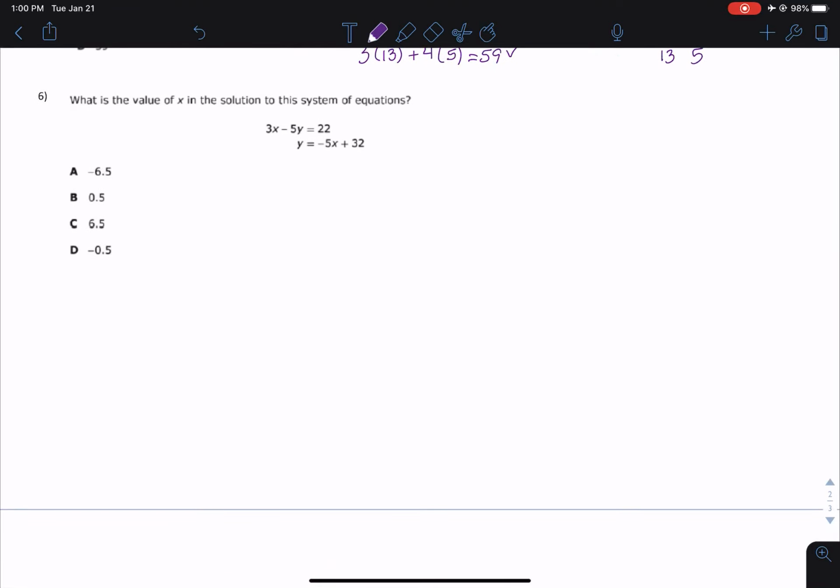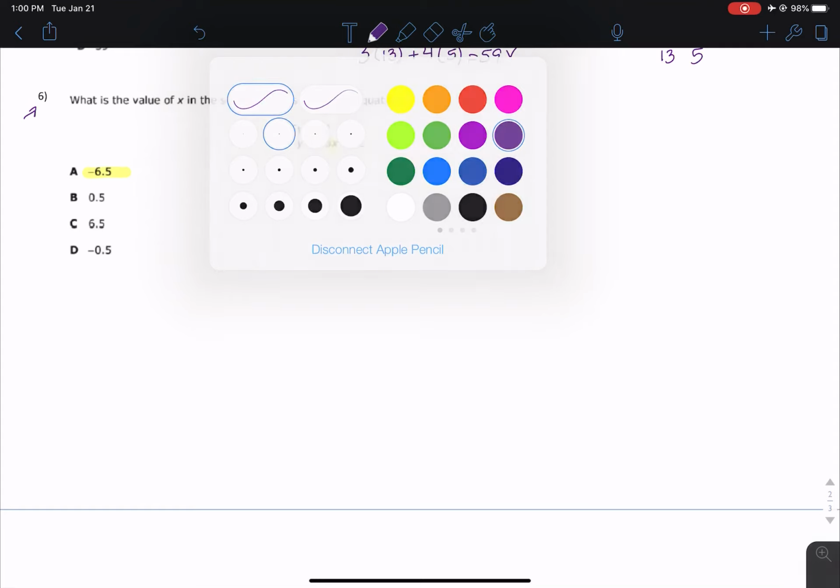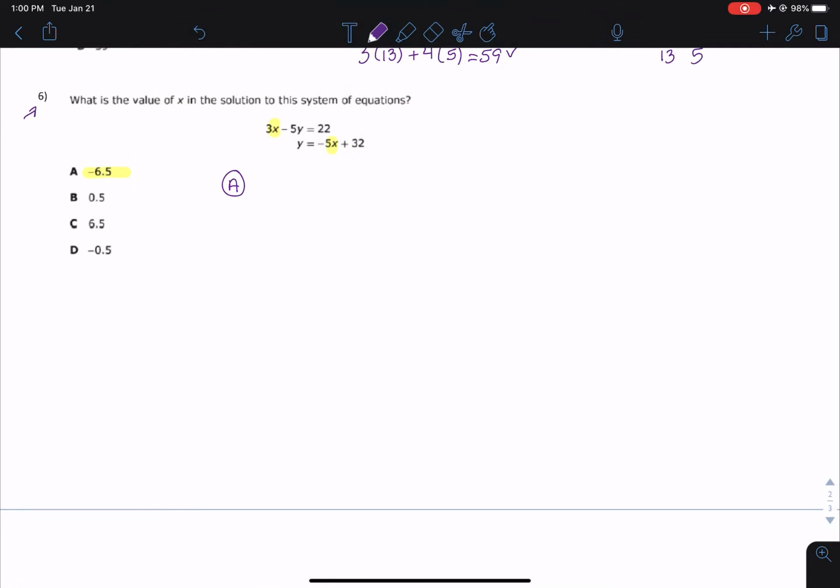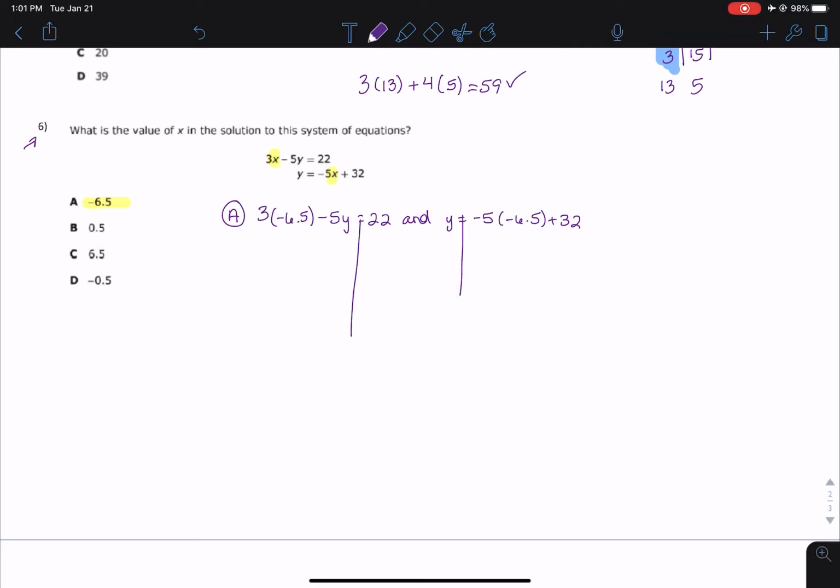All right, last question. What is the value of X in the solution to the system? Technically, you could take this system given to you in question 6 and solve using substitution. But the strategy would be that if these are the X values, then you should be able to take these answer choices and plug them into X in both equations. So if we're going to test answer choice A, we're going to take 3 instead of X, negative 6.5, minus 5Y equals 22, and Y equals negative 5 times negative 6.5 plus 32. Then you're going to solve each of these equations for Y. If you get the same answer, then that is the right answer to the question. If you do not get the same answer, then that is not correct.